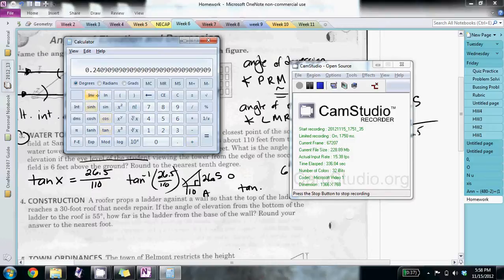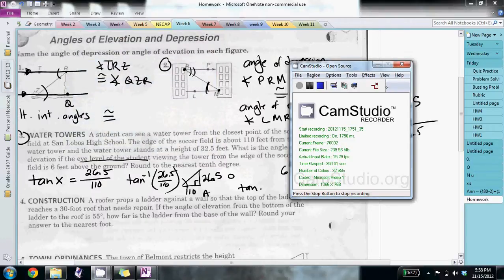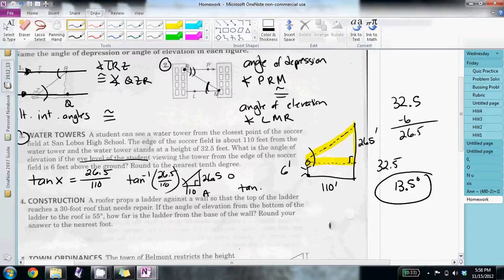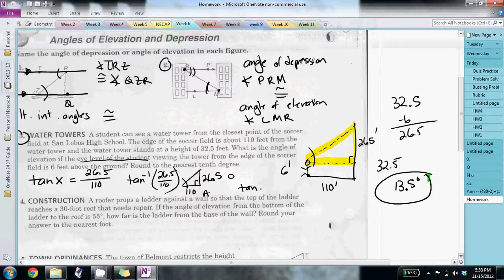Here is the inverse tangent of that, 13.5. So looks to me like it's 13.5 degrees, round to the nearest tenth. So the answer is 13.5 degrees. There is my answer. Maybe I should highlight that so I can find it. Yay!